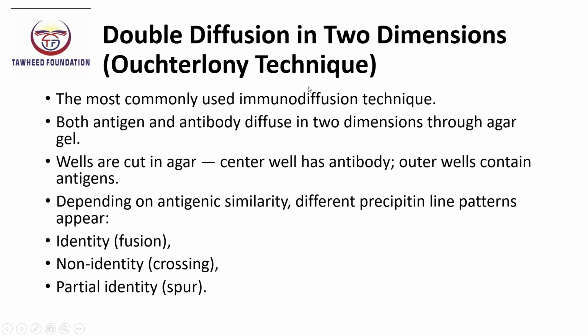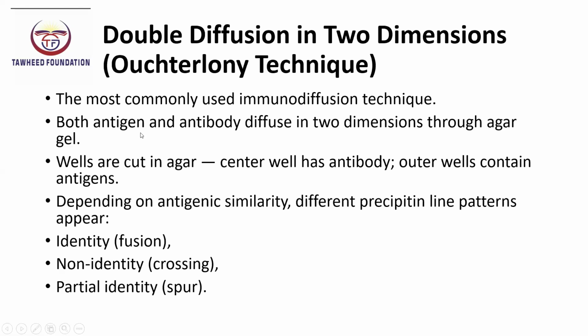Next is double diffusion in two dimensions, Ouchterlony technique. So the Ouchterlony double diffusion technique is one of the most widely used immunodiffusion methods in two dimensions. Agar gel is poured onto a glass plate and several small wells are cut into it. The central well contains the antibody and the surrounding wells contain different antigens.